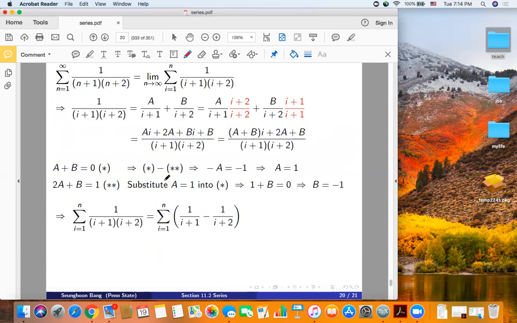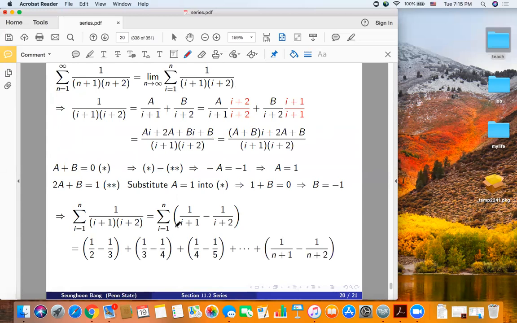Next, take the summation. You just expand. First term, 1 over 1 plus 1 is 1 over 2, minus 1 over 1 plus 2 is 1 over 3. Second term, plug in 2: 1 over 3 minus 1 over 4. You plug in 3: 1 over 4 minus 1 over 5. Keep going. So what happens? Same result as the previous one. Cancelled. All terms cancel except 1 over 2 and minus 1 over n plus 2. What's the last step? Take the limit of Sn. This is going to 0. We have 1 over 2.